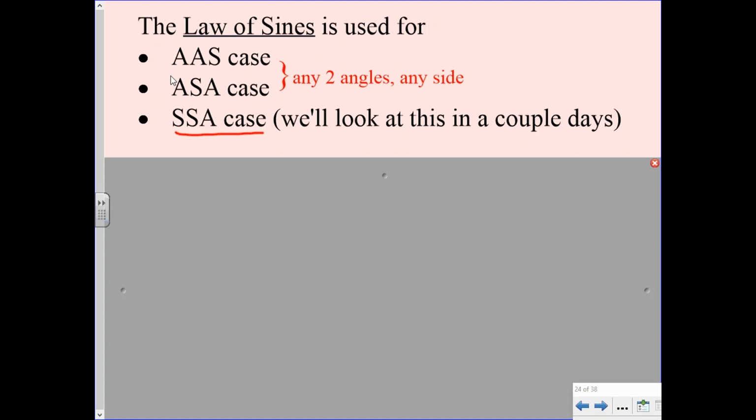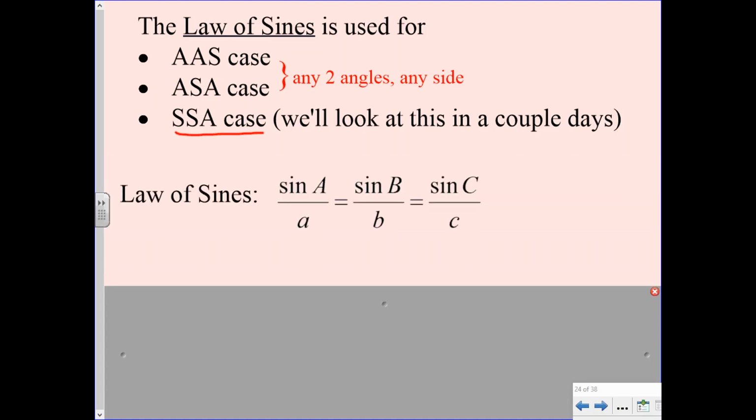But what we're going to do for these first two cases, two angles and any side, is the Law of Sines, and it looks like this. It's basically a set of ratios where the sine of angle A is to side A, as the sine of angle B is to side B, and the sine of angle C is to side C. And if we know two angles and any one side, I think you can see we can do some cross multiplication and find what we're looking for.